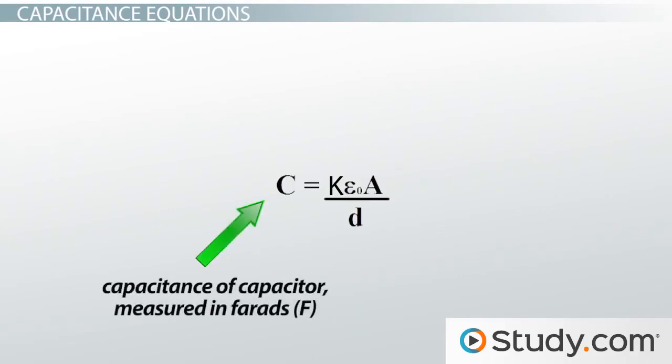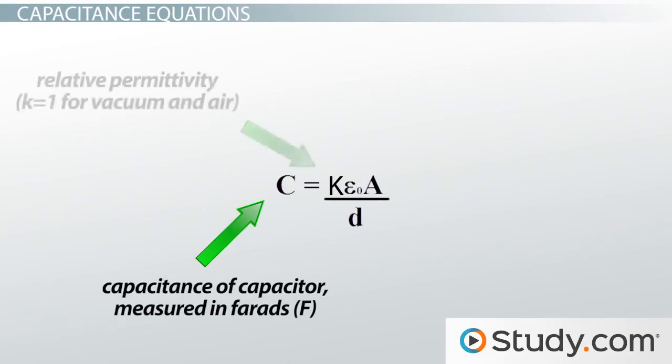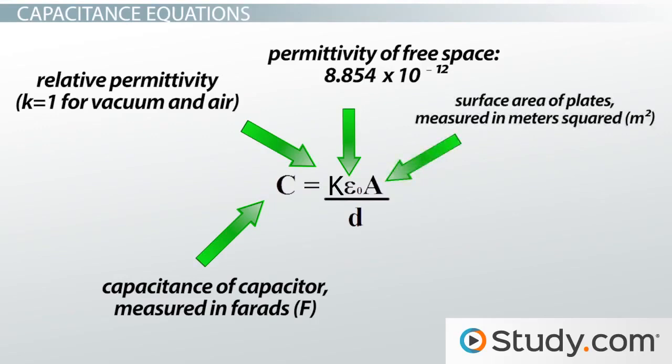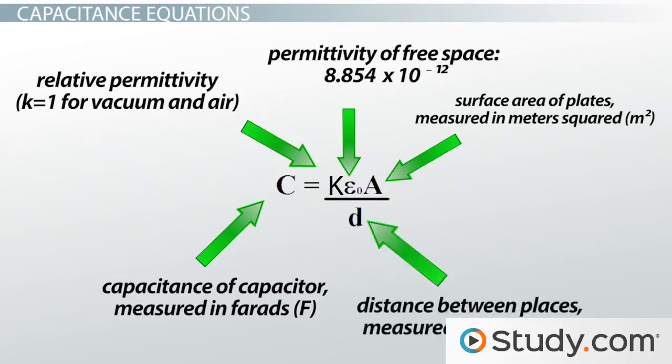The capacitance of a parallel plate capacitor, a simple capacitor that is just two parallel plates separated by a distance d, is equal to the relative permittivity of the material between the plates, K, multiplied by the permittivity of free space, epsilon 0, which is always equal to 8.854 times 10 to the negative 12, multiplied by the area of the plates, A, measured in meters squared, divided by the distance between the plates, d, measured in meters.